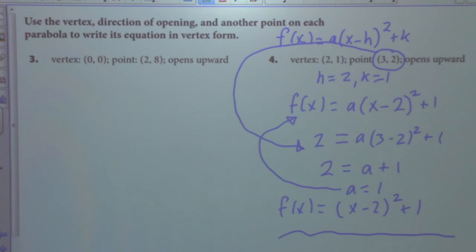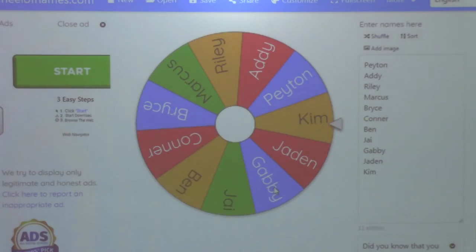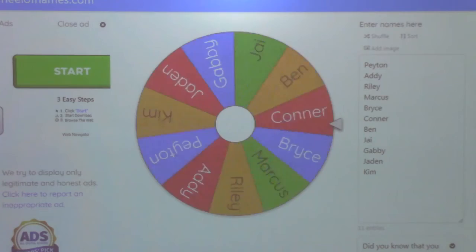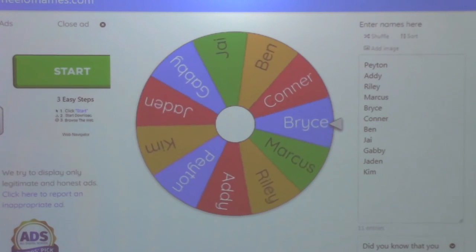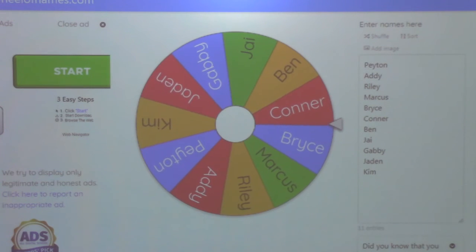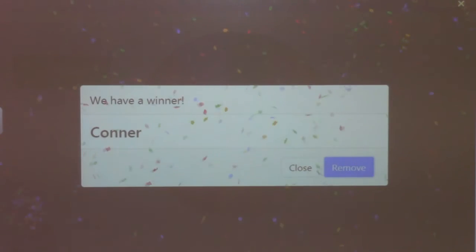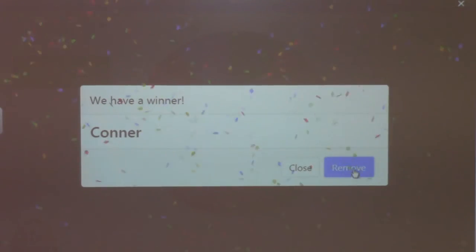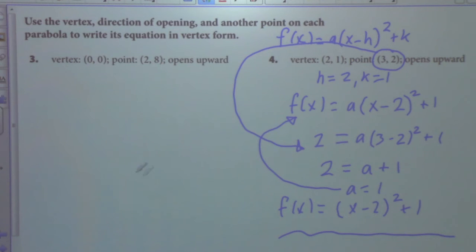Okay, I'm going to go ahead and pick randomly someone for problem 3. Let's go, Connor. No, it's not me, it's not Bryce. Oh, yes, sir. Bryce. Okay, Connor, you got number 3. Come on, Connor, you said you would.